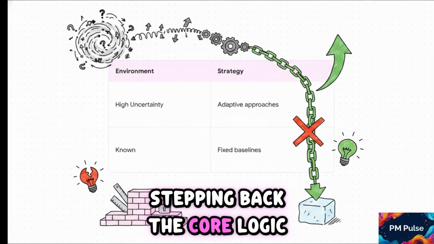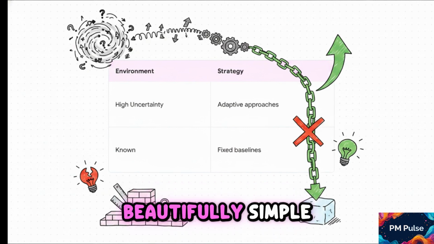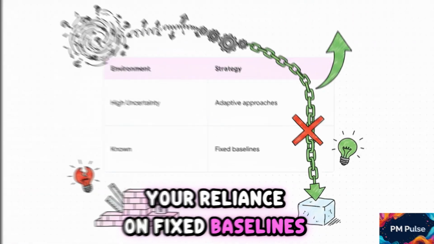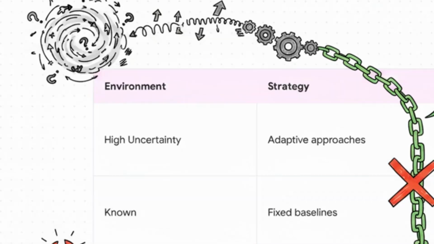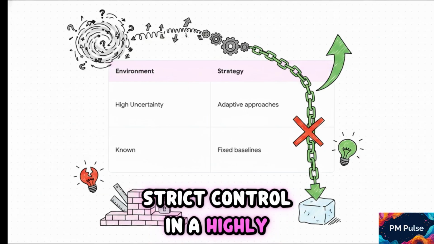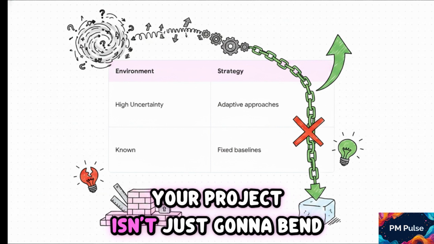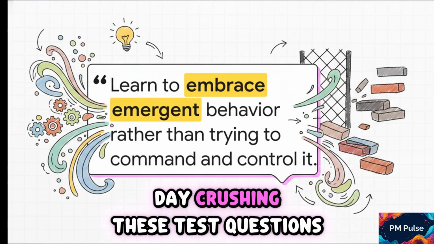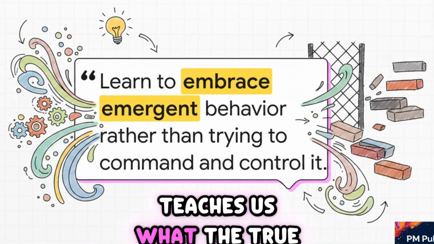Stepping back, the core logic of the Stacy Matrix is beautifully simple. As uncertainty goes up, your reliance on fixed baselines and scope freezing has to drop to zero. You have to replace them completely with adaptive approaches. If you try to force strict control in a highly uncertain zone, your project isn't just going to bend, it's going to completely snap.